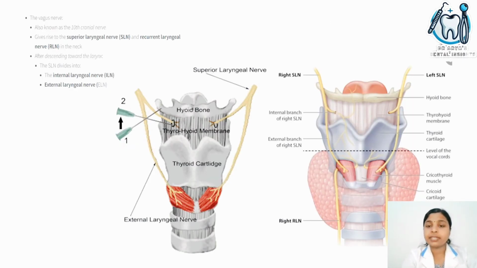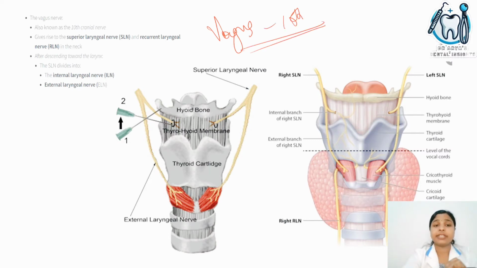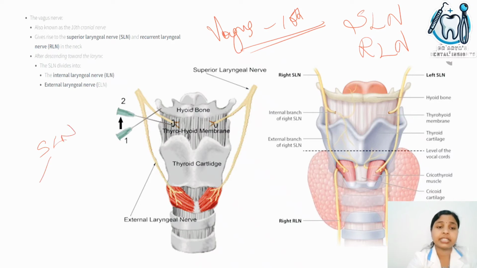Here, which nerve innervates this area? It is the vagus nerve, the 10th cranial nerve. What are the parts of the vagus nerve? It gives rise to the superior laryngeal nerve and the recurrent laryngeal nerve. The superior laryngeal nerve divides into the internal laryngeal nerve and the external laryngeal nerve. These are the branches of the superior laryngeal nerve.